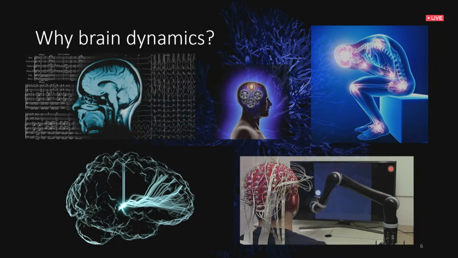From a fundamental point of view, we just want to understand better how we think and perceive things. But also, if we understand these things better, we will also be able to understand diseases and develop better treatments for them. So those are all the broad applications, and that's why it's important to study the brain dynamics, how the brain functions in general, better.